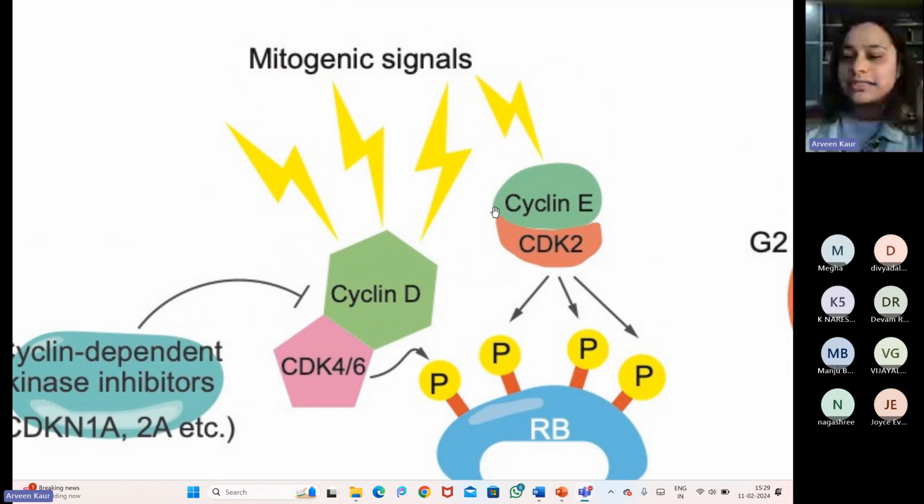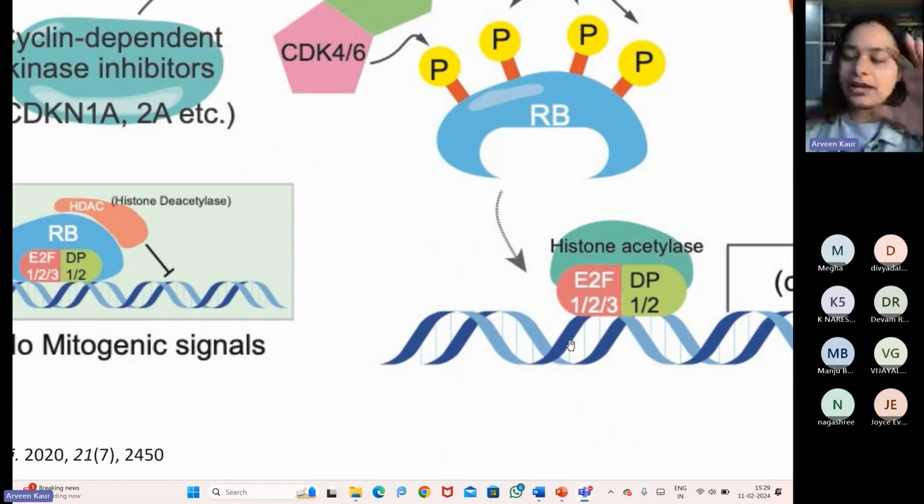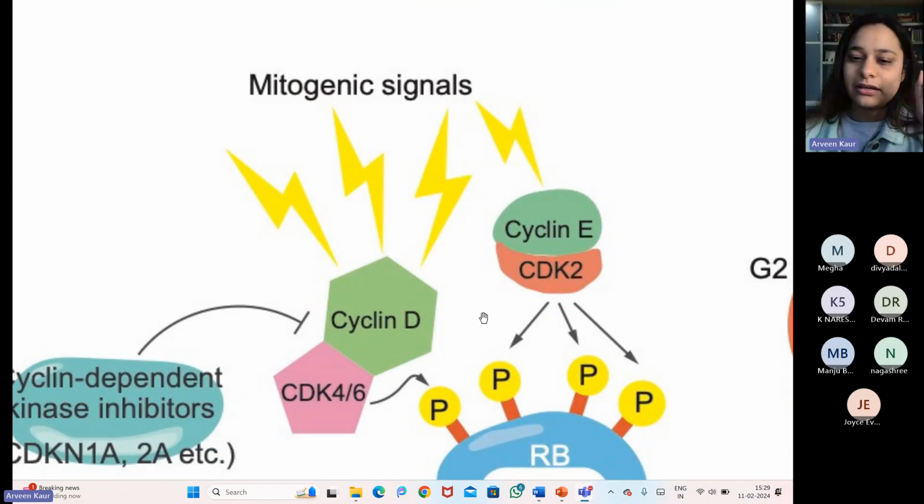Along with that, cyclin E-CDK2 can also help perform the same function. And once RB is phosphorylated, it will become inactive. It will not be able to go and capture these transcription factors, and now cell cycle progression can occur.